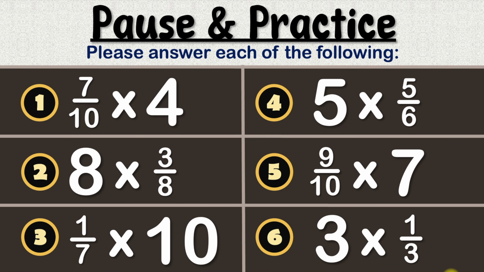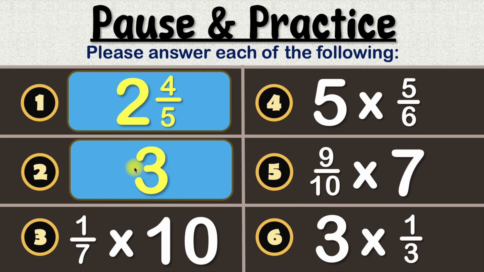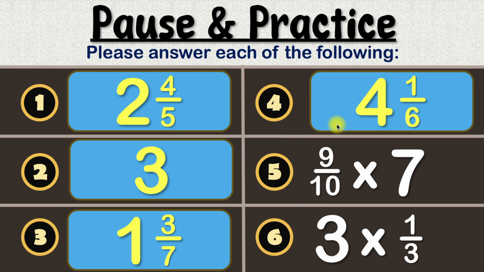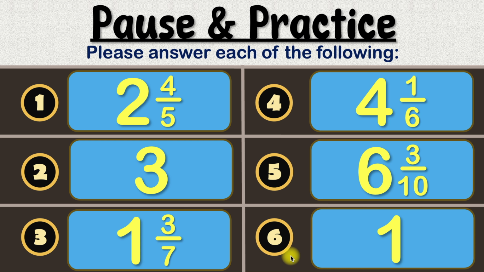So let's take a look at our answers. Number 1 is 2 and 4 over 5. Number 2 is 3. Number 3 is 1 and 3 over 7. Number 4 is 4 and 1 over 6. Number 5 is 6 and 3 over 10. And number 6 is 1.